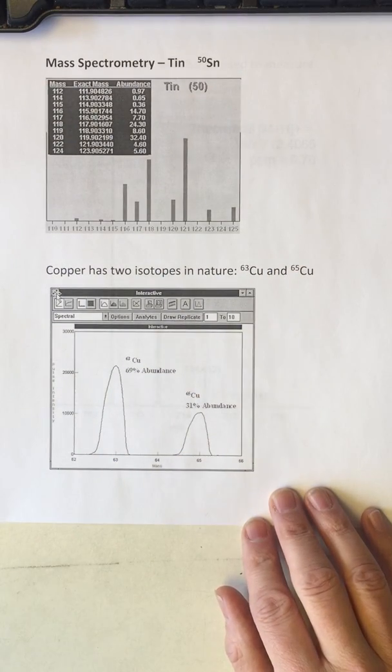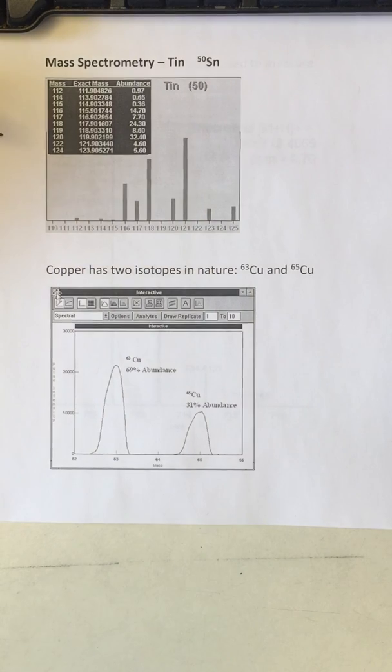So here's one result. I found this on the internet, it's very interesting, mass spectrometry of tin. Tin has a lot of isotopes: 112, 114, 116, 117, 118, 119, 120, a lot of different isotopes that are found in nature. And so these are the mass numbers here. So this would be tin 112, tin 124.